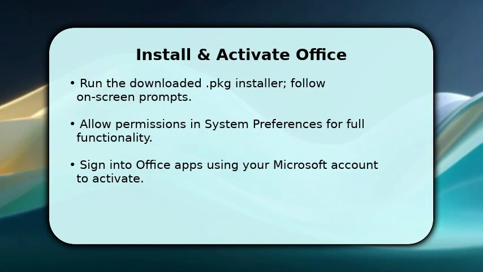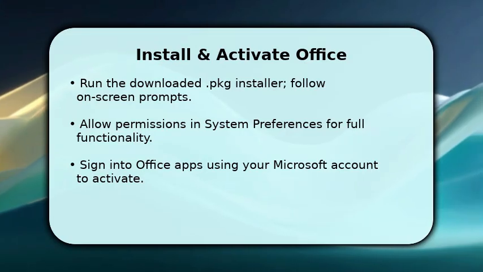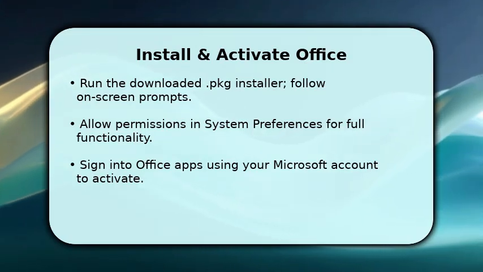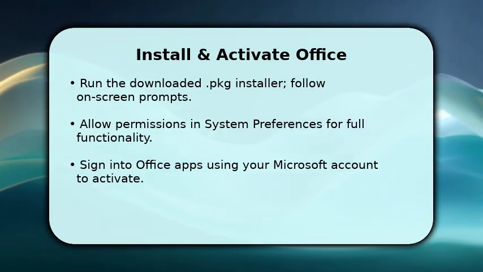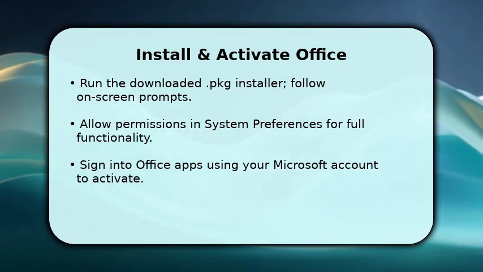Run the PKG installer you saved and follow the installer prompts. Enter your Mac password when requested. During setup, allow the system permissions Office asks for so features like Outlook and OneDrive integrate correctly.